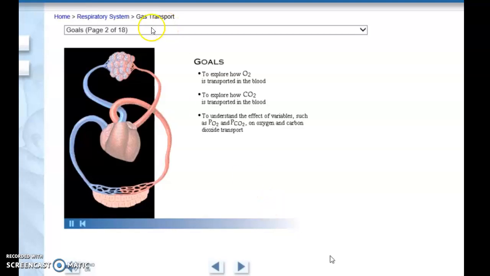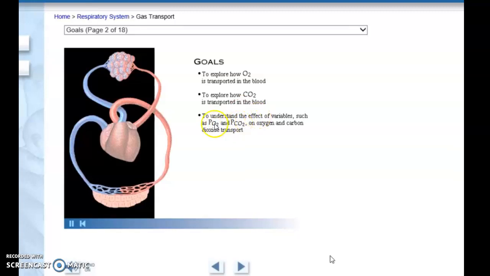Okay, let's talk about gas transport and information from this specific area. There will probably be proportionally more questions about this than the other areas, even though it's all important. So what we want to do is talk about how oxygen is transported in the blood, because there are two major ways that oxygen is carried in the blood, and for carbon dioxide, there are really three ways it's carried in the blood. And understanding that actually opens up some other areas of understanding that we'll talk about.